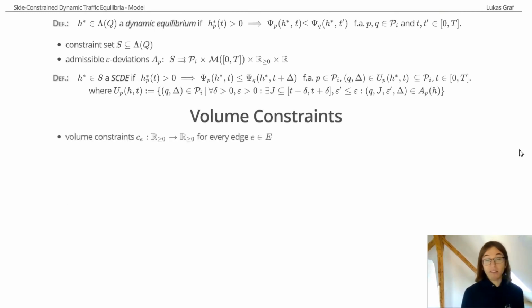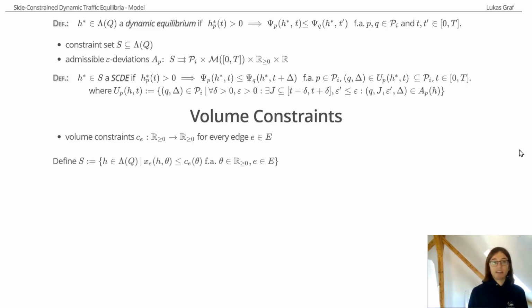Namely, we have for every edge some function that tells you for every time what's the maximum volume of flow allowed on this edge at that time. And we can now see how we can instantiate this constraint set and the set of admissible epsilon deviation. For the set S, there's, I guess, a natural way, namely, it just contains all the path inflow vectors such that we never have a violation of this volume constraint. So the flow volume on any edge at any time is always upper bounded by the volume constraint. This is the set of feasible strategy profiles.